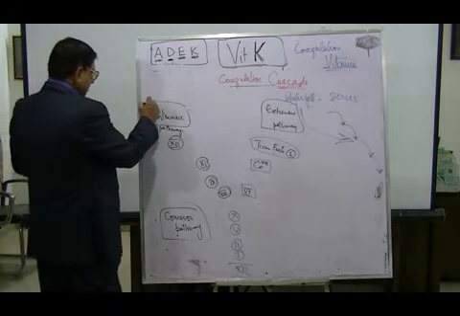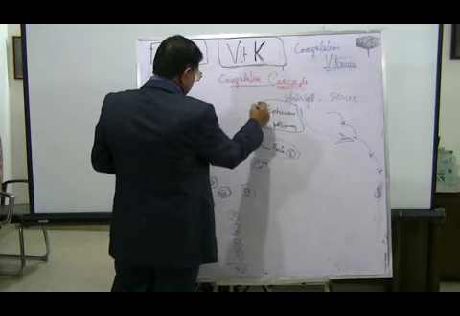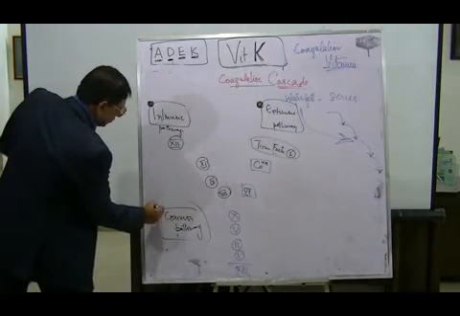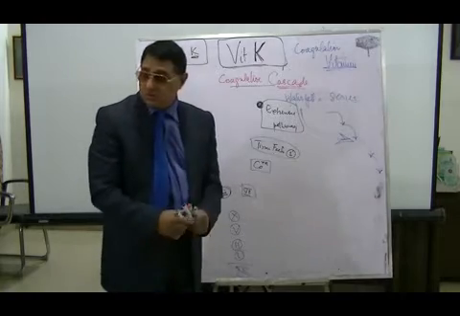So one is the intrinsic pathway, the other one is the extrinsic pathway, and then the third one is the common pathway leading to clot formation.